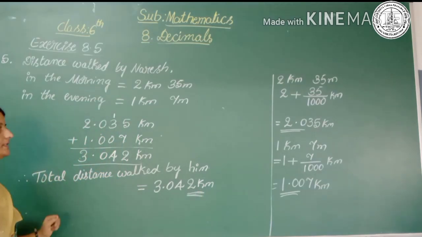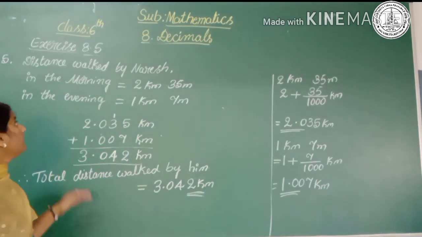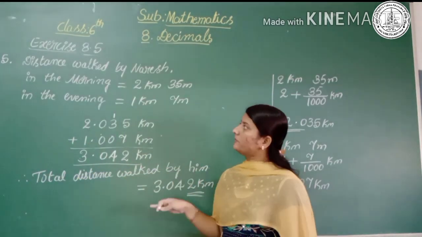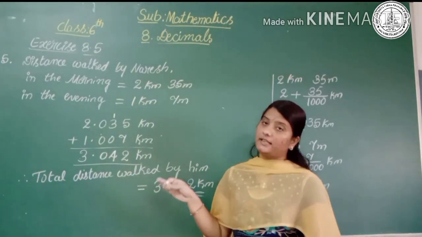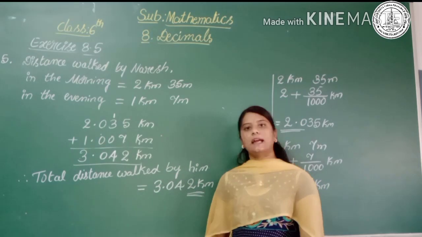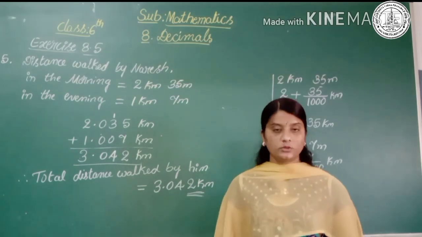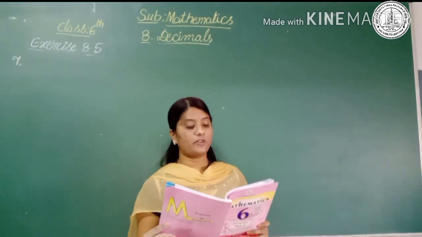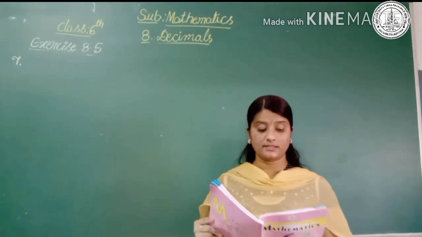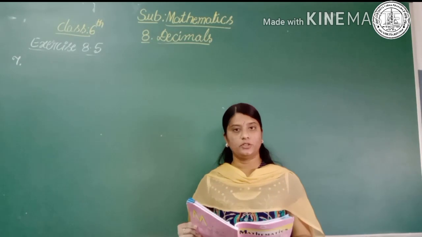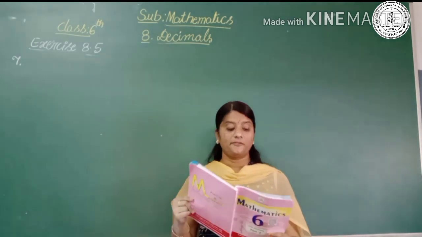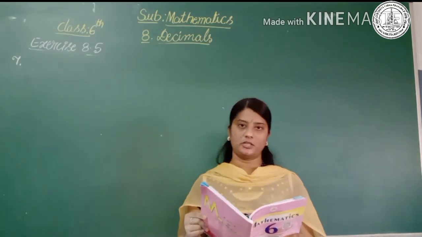Okay. Is it clear? Yes. The sixth question is similar to the fifth question. Same, we have to convert the distances into kilometers and add. Okay. Yes. Then let's do the seventh question. The seventh question is: Ravi purchased 5 kg 400 grams rice, 2 kg 20 grams sugar and 10 kg 850 grams flour. Find the total weight of his purchases.